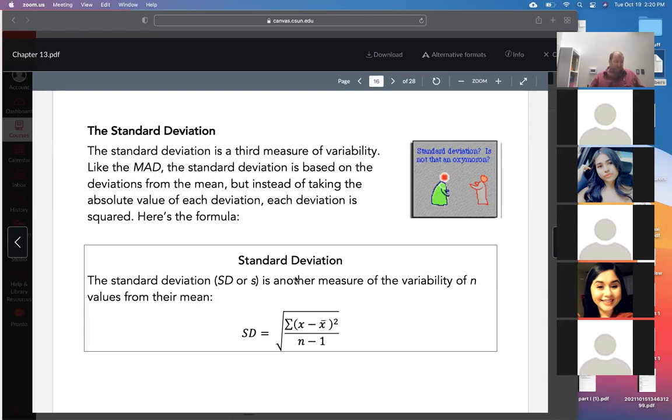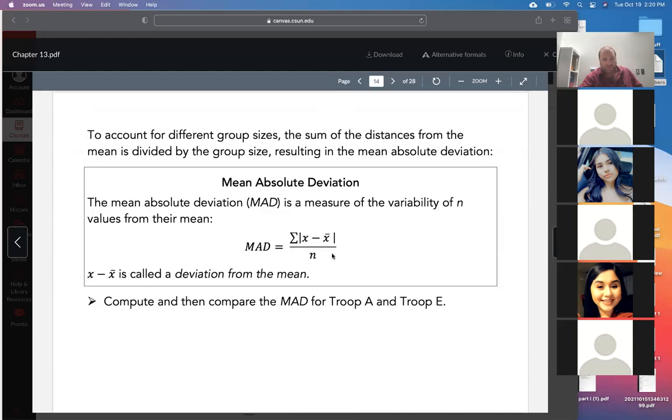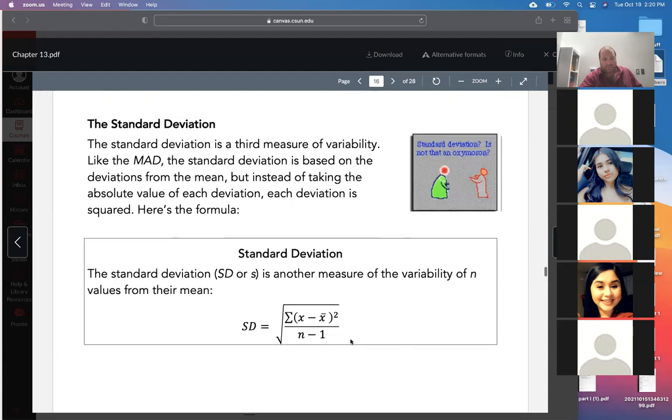Of course, let's not forget, like the mean absolute deviation, you also want to divide by how many data points you have. So we're going to divide by how many data points. Oh, wait a second. We don't divide by how many data points. We divide by one fewer than the number of data points. Does anyone know why it's one fewer than the number of data points?